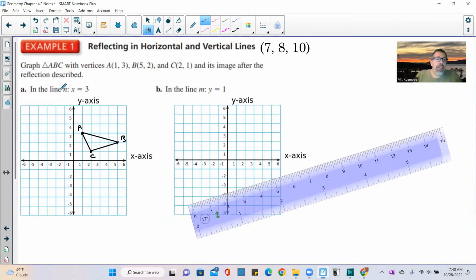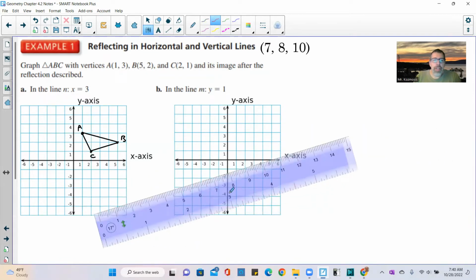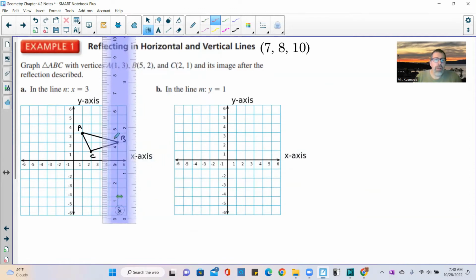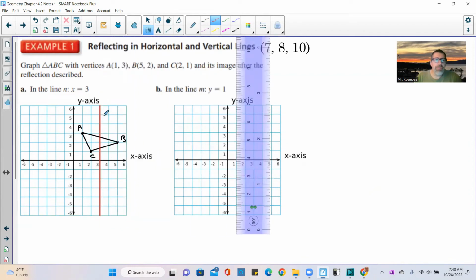We want to reflect it in the line X equals 3. So I want to draw that line. So I'll make it red. And I'll take my ruler, and X equals 3 is a vertical line at 3, where all X values are 3. No matter what Y is, X is always 3. This is the line X equals 3. Okay, so there's my line of reflection. Now remember, since this is vertical, our segments are going to be horizontal.